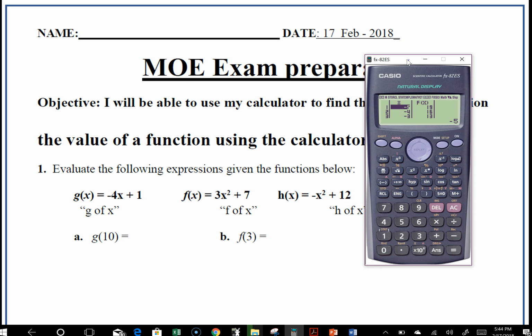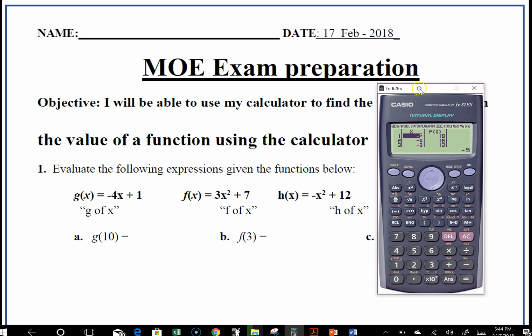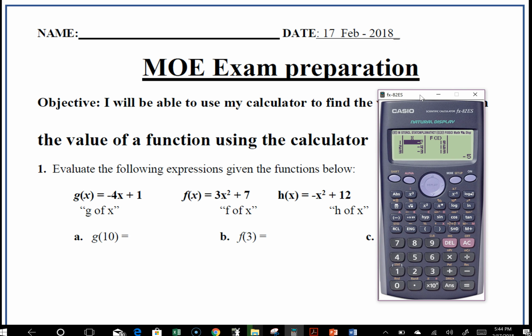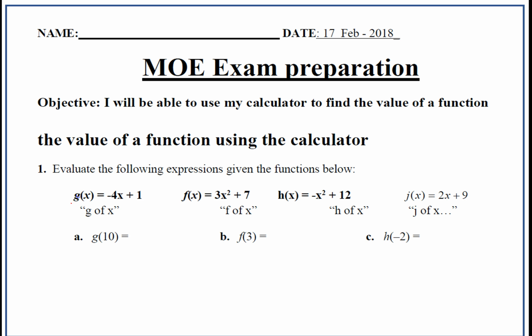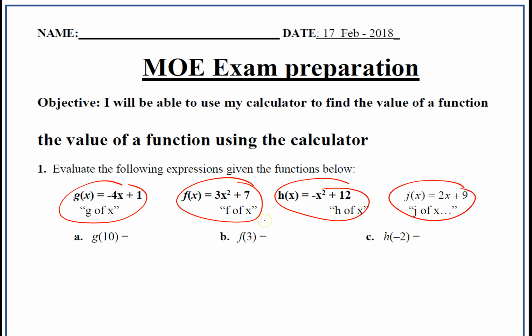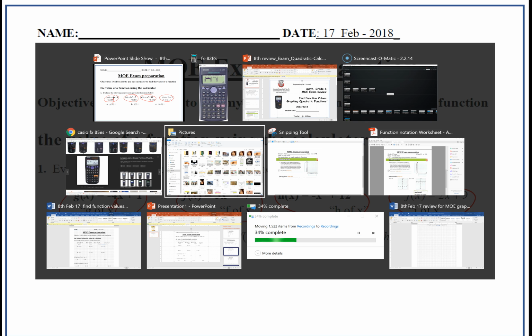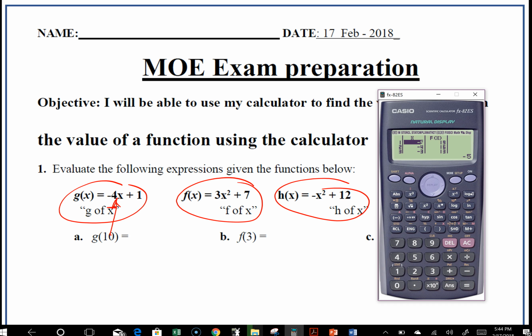It says evaluate the following expressions given the functions below. So I have 4 functions here: g of x, f of x, h of x, and j of x. All that means is I put this number where my x is. So we're going to do a little bit differently. We're going to use a calculator. And here's how you do it.